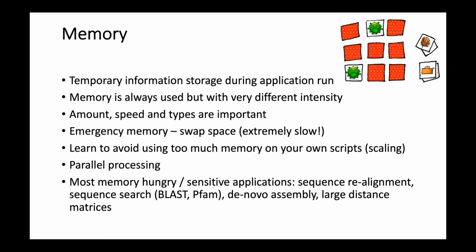Memory is again always used, but with very different intensity by different programs. The parameters you have to know when you check your memory are, of course, the amount, and again the speed and the types are important. The amount is usually measured in gigabytes, and I will talk about the average amount of memory you should have in different kinds of computers a bit later. The speed is again measured in megahertz or gigahertz, and again types can be different. For example, laptops have low power memories to be able to work longer from a battery, but that means that they are slower.